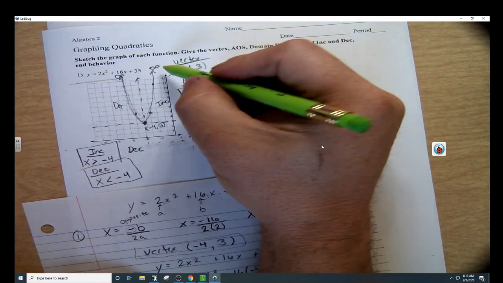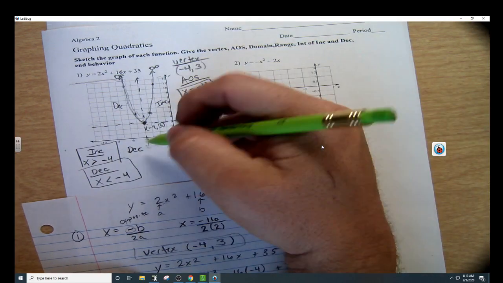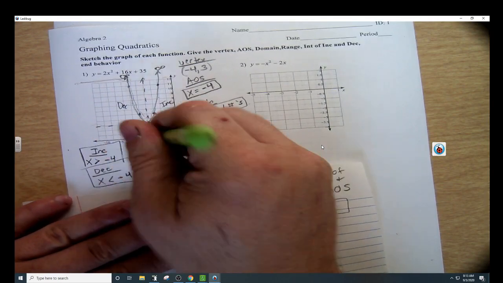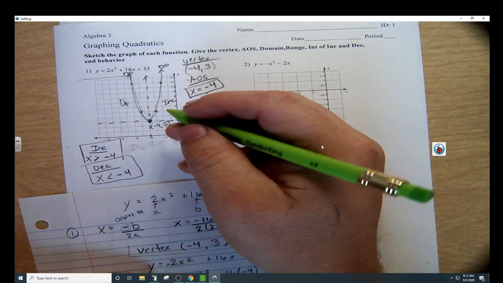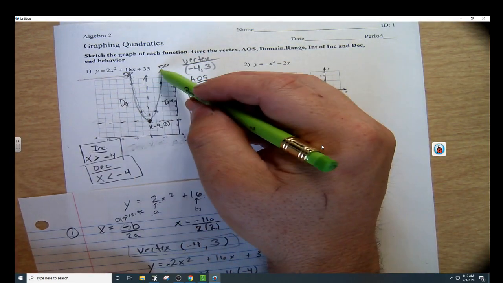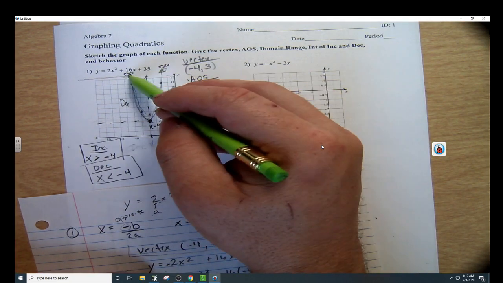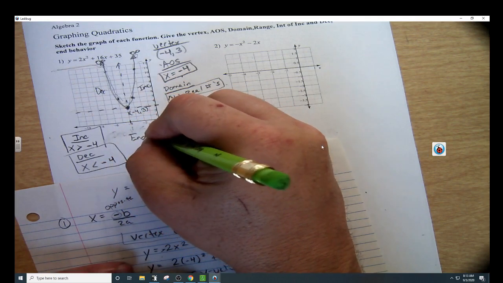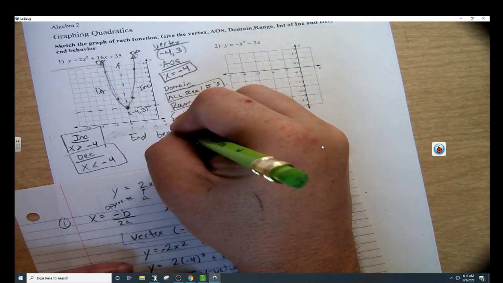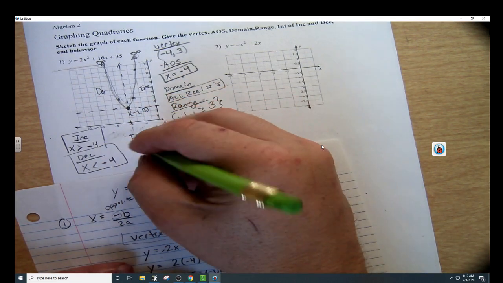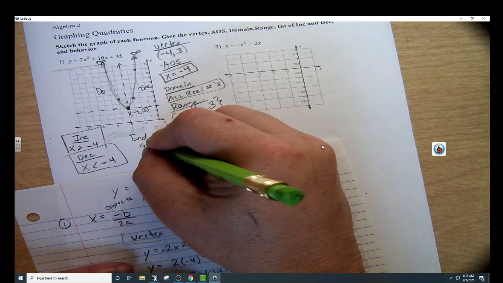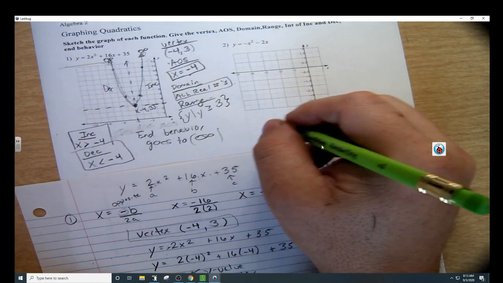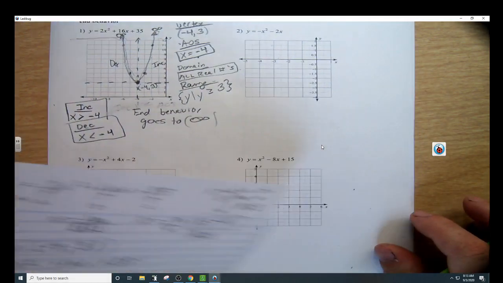Now, guys, for end behavior, all you have to do there is tell us where it's going. At the end of this thing, it's going to go to positive infinity. So the end behavior is positive infinity. It goes to positive infinity.